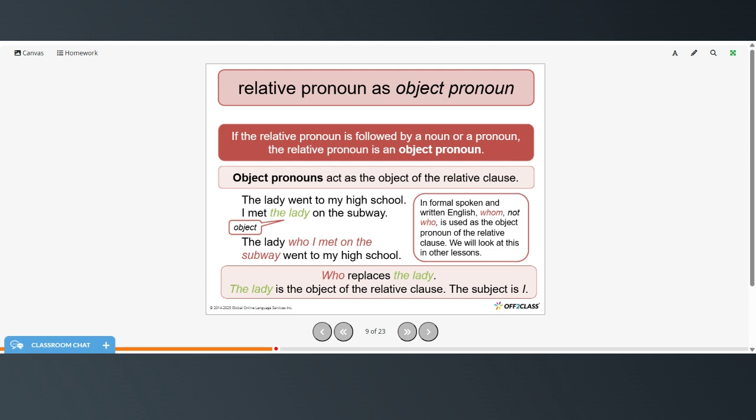So in formal spoken and written English, whom, not who, is used as the object pronoun of the relative clause. But we'll look at whom in some later lessons. So here, who replaces the lady. The lady is the object of the relative clause, and the subject is I.